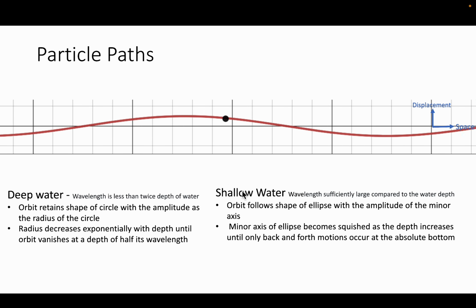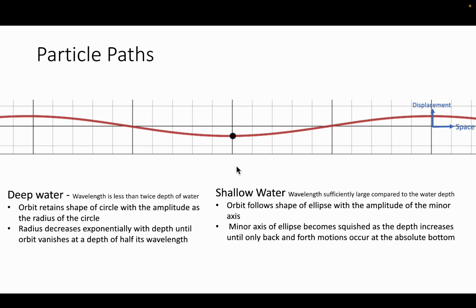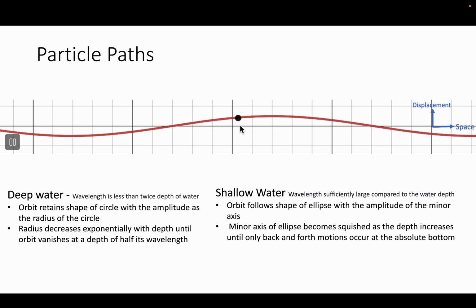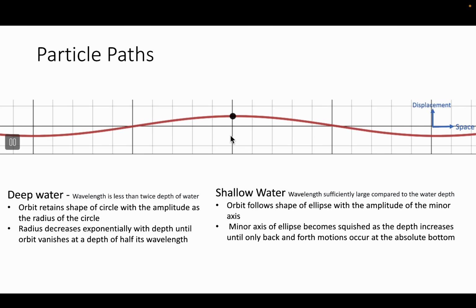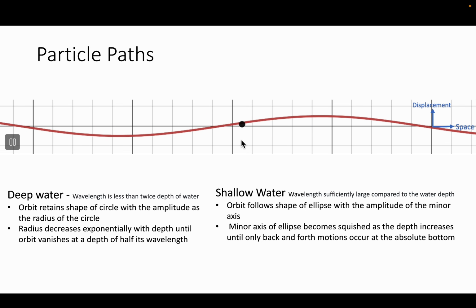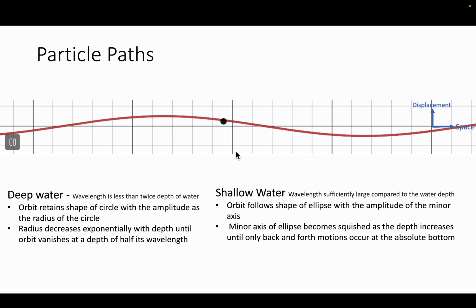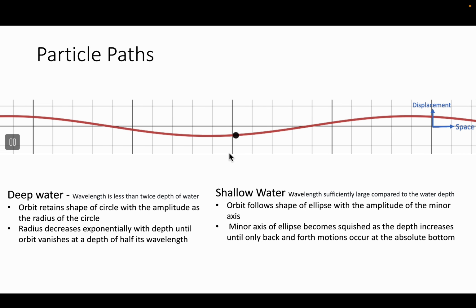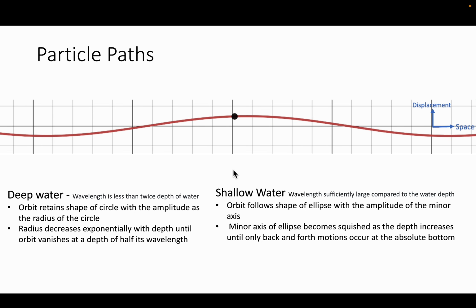Okay. In shallow water, it starts off about the same. So at the surface, it's close to a nice orbit, but the lower it goes, it turns into an ellipse. So instead of this circular motion, the lower you go, it turns more sideways like this. And once you get to the very bottom, it's just going to be all side-to-side motion.